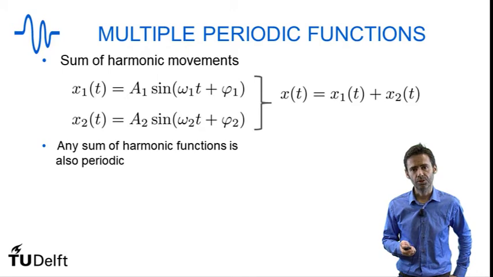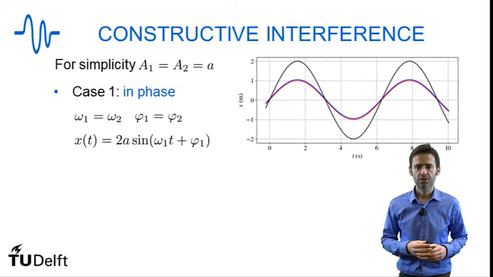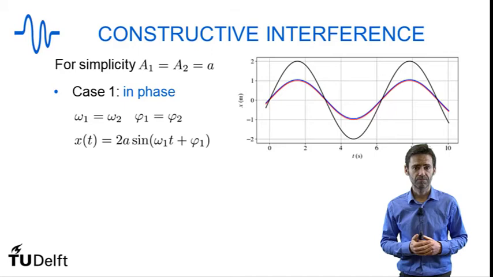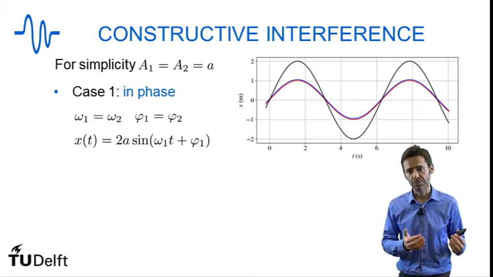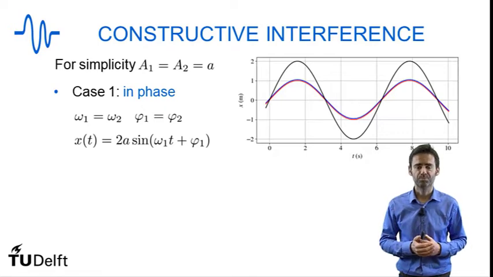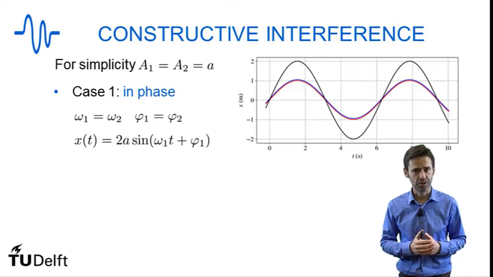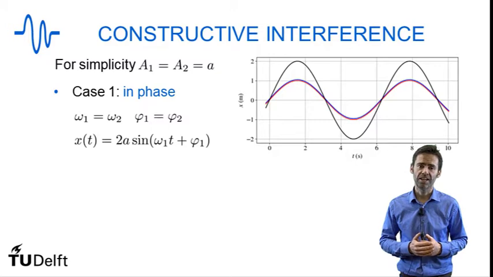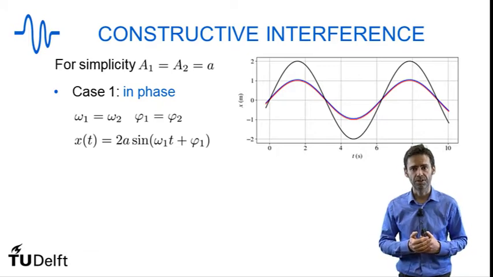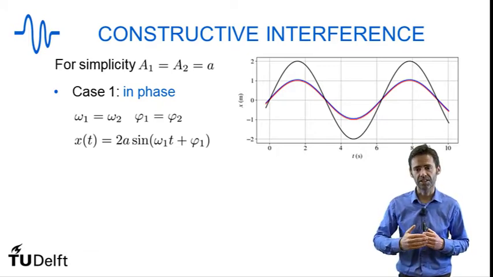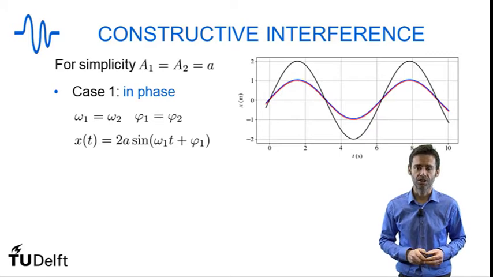So let's take a look at a few examples. Let's first take two harmonic functions with the same amplitude, the same frequency, and the same phase. If we do that, it's a simple matter of trigonometry to add the two together, and we see that the resulting oscillation has an amplitude that is twice as large as the original oscillation. This is what we call constructive interference. The two oscillations add up to a larger oscillation.